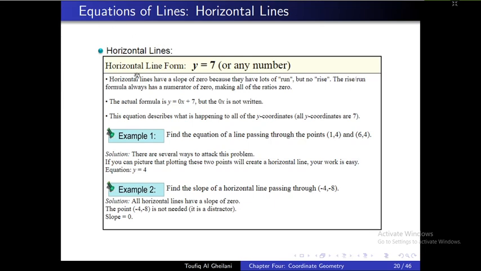Horizontal lines. A horizontal line has the form y equal 7, or any number. Horizontal lines have a slope of 0 because they have a lot of run but no rise. The rise divided by run formula always has a numerator of 0, making all of the ratios 0. The actual formula is y equal 0x plus 7, but the 0x is not written. Example 1. Find the equation of a line passing through the points 1, 4 and 6, 4.